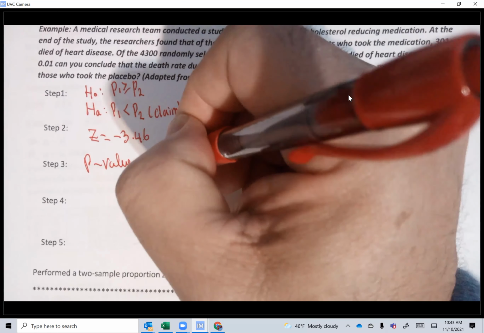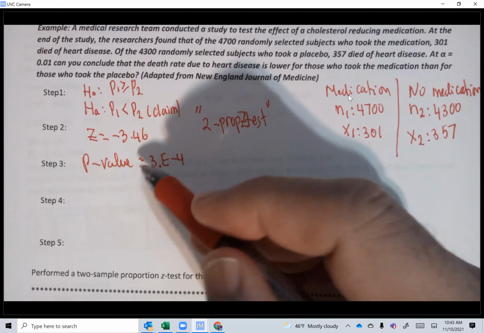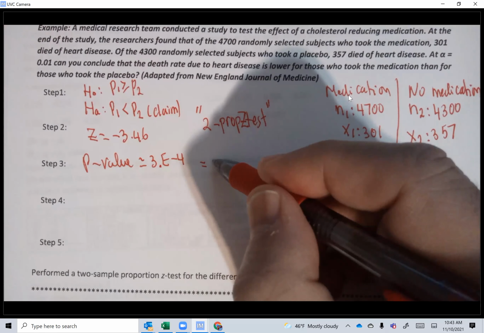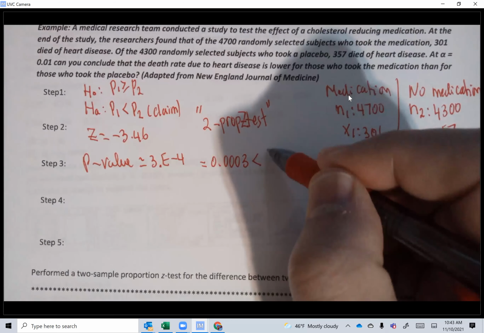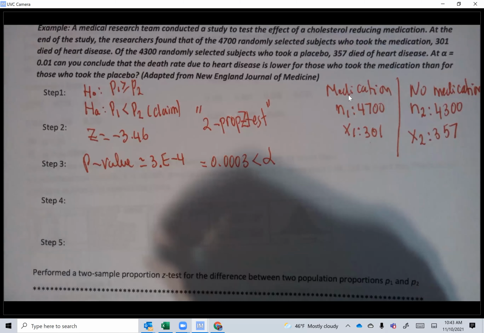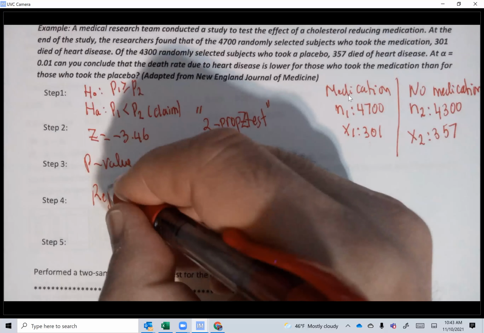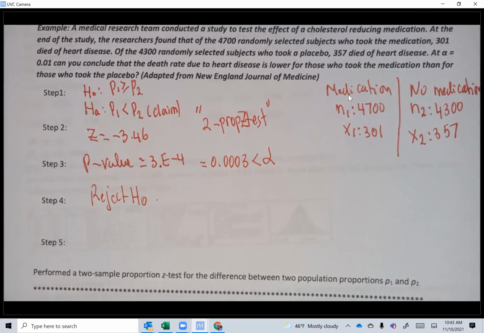Let me tell you what that means. This is the decimal point here, guys. Move it for decimal. So it will be 0.0003, which is of course less than alpha. You don't even need to look at alpha. That's a very small number. So you reject H0. All right. And you reject H0.